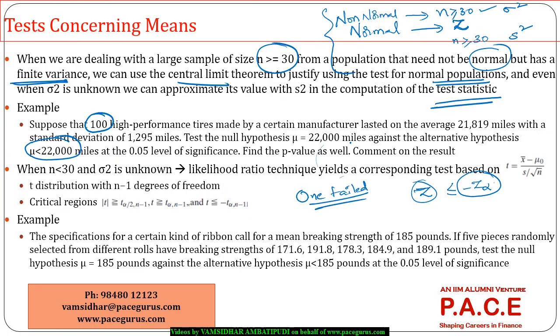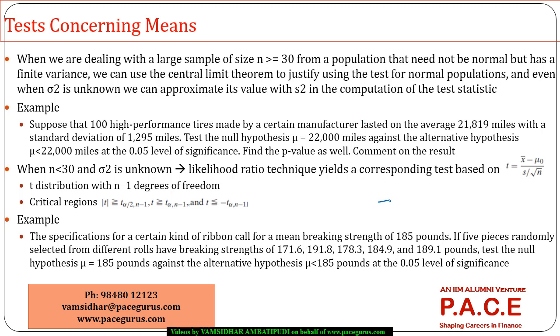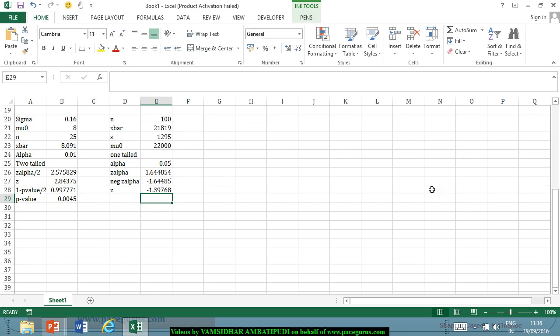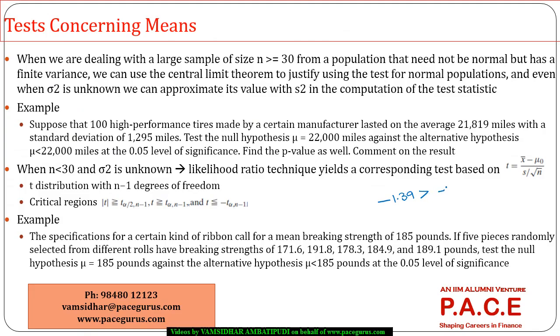Now you could see that the Z value minus 1.39 is greater than the minus Z alpha, which is minus 1.64. But it will be in the rejection region only if it is lesser. So here it is not falling in the rejection region. Minus 1.39 is greater than minus 1.64. So I cannot reject the null hypothesis here.